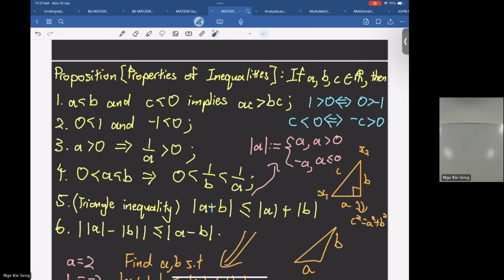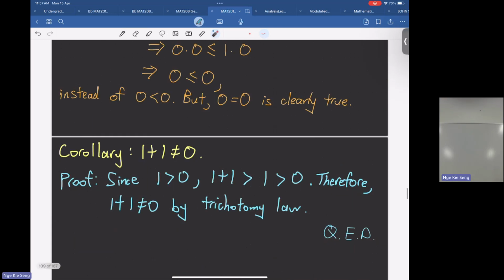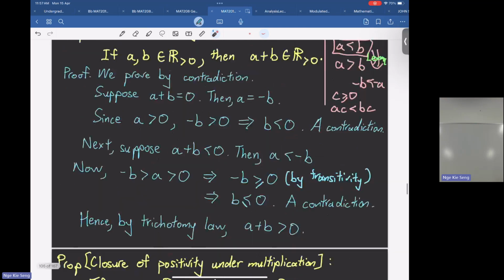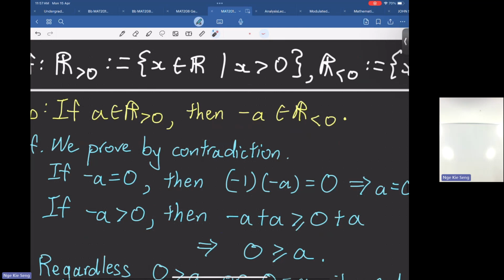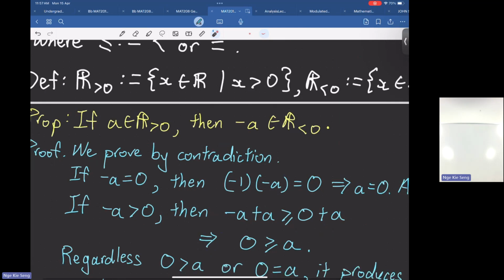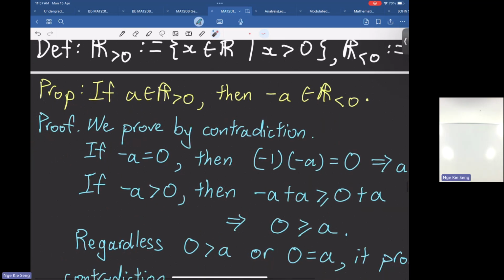Does that make sense? But just now I somehow already proved a stronger statement, right? If a is greater than 0, then minus a is less than 0. And this one I proved a stronger statement just now. This statement here. This is stronger. Can you see why it is stronger? If you let a equal 1, I straight away know -1 is less than 0.